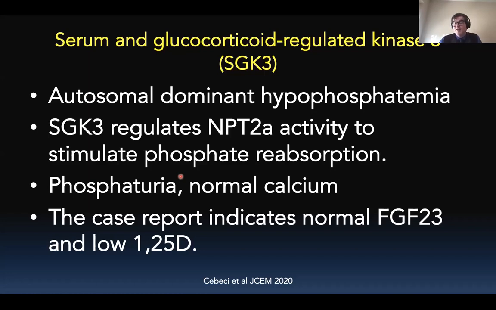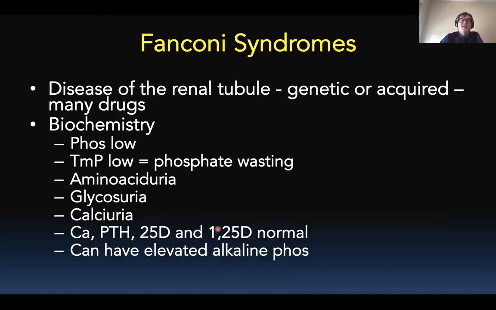The mice have low FGF23 and low 125D. The humans in this case report actually had normal FGF23 and low 125D, except for one patient who was frankly iron deficient, had a slightly high C-terminal FGF23. So the authors concluded this was not FGF23 mediated. In my mind, this may fluctuate. We may learn some more things over time if we see more patients with this.